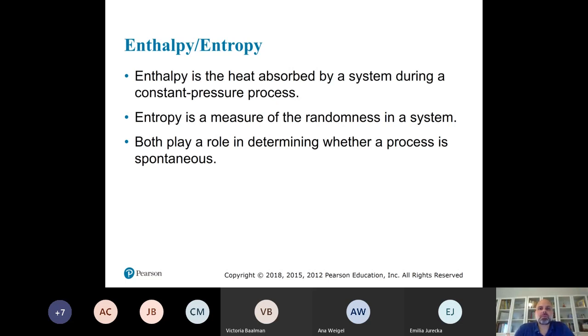Whereas entropy, what we're talking about is the randomness in the system. Think about how, if you have a cube of salt or sugar or any type of cube, right? When you place that into water, you're going to watch it dissolve, right? The particles become more random. They go from an organized cube to a less organized distribution of little individual particles spread throughout the solvent. So both of these play a role in determining whether a process is spontaneous or not, right? Spontaneous meaning that it just happens because the energy is favorable for it to happen.